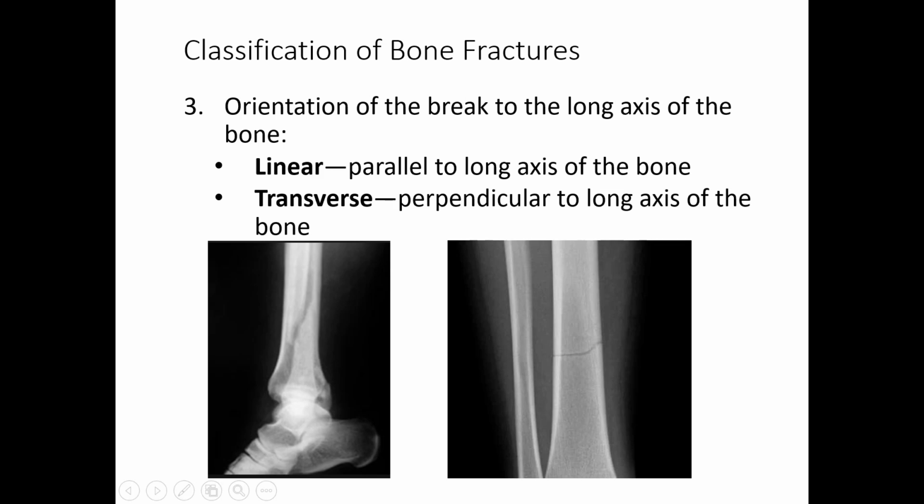Next one, by orientation of the break to the long axis of the bone. A linear fracture is parallel to the long axis of the bone. Here it is. And it can be transverse, perpendicular to the long axis of the bone.